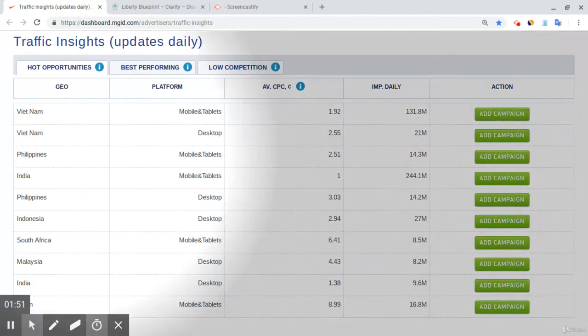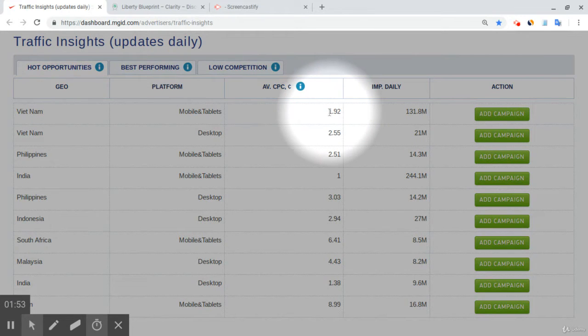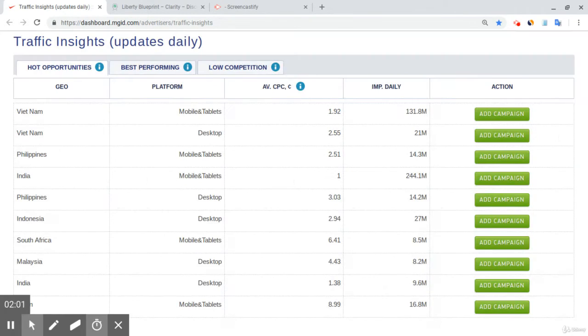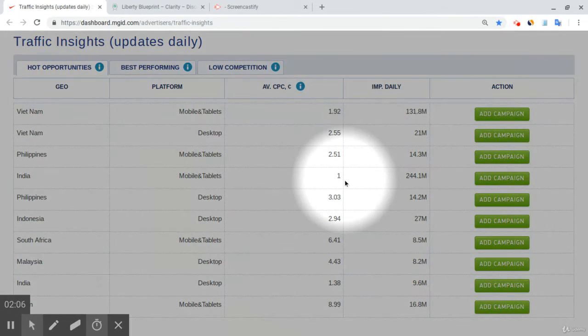Let's look at the examples here. Vietnam, cheap, less than 2 cents per click. Again, the costs here are all in US dollar cents. So here, this is 3 cents, and so on. You'll even see India here on the mobile tablets for only 1 cent.